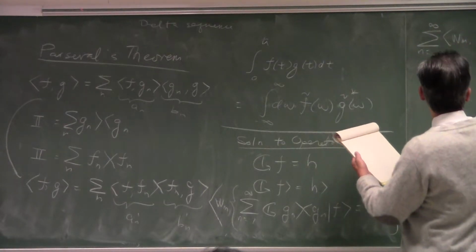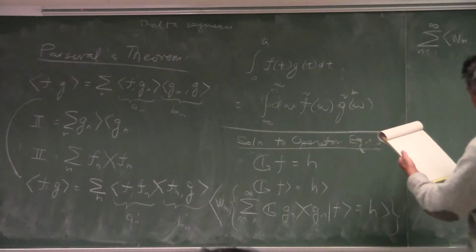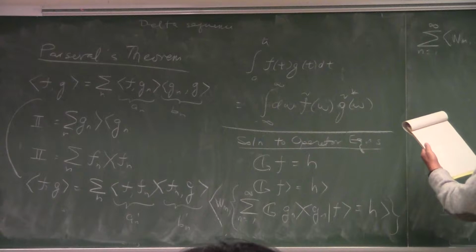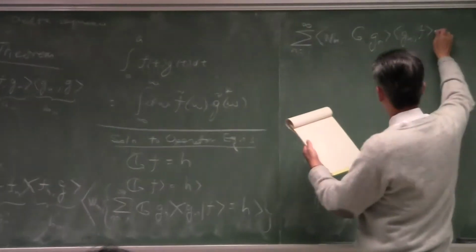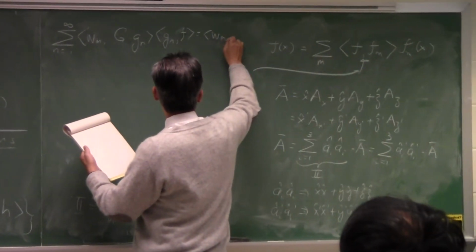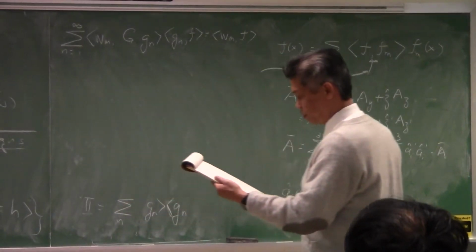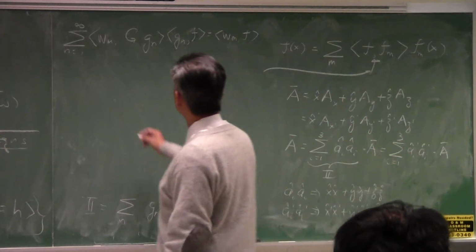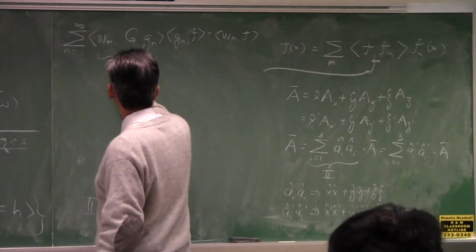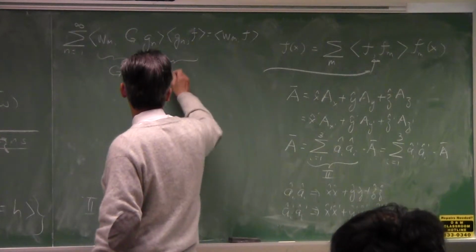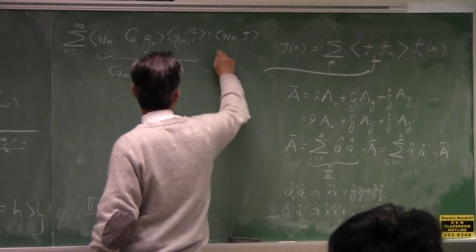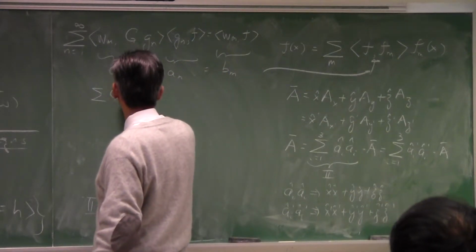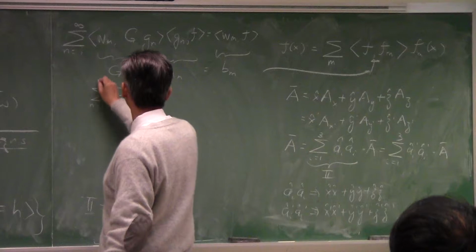Wm, Gn, F, is equal to Wm, H. And now I have a matrix equation because you can see that this is Gmn. This can be An, this can be Bm. So this is actually a matrix equation now.